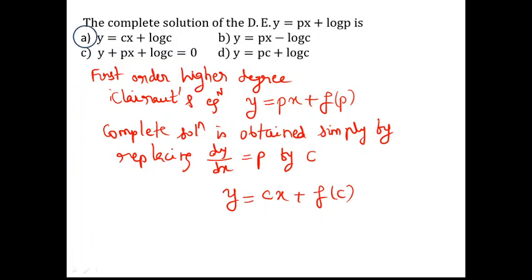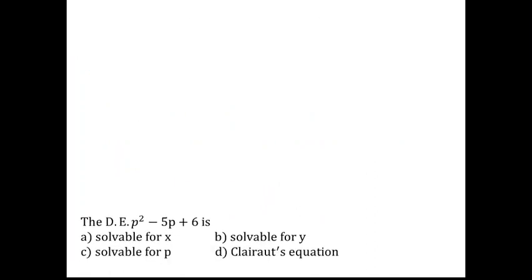I hope you must have understood this differential equation. Now let's have the next question. The differential equation p square minus 5p plus 6 equal to 0. Equal to 0 must be there; here it is not written. This is equal to 0. Okay, so is it soluble for x, soluble for y, soluble for p, or Clairaut's equation?